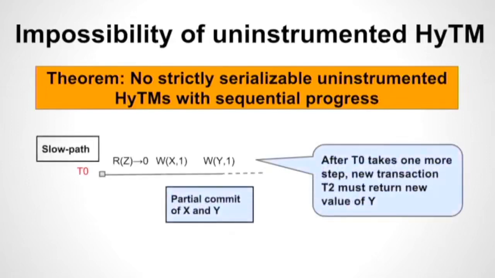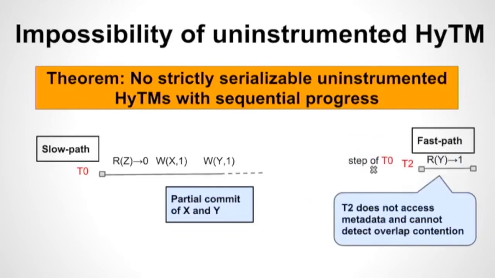So with the same example, now imagine you first read a data item Z, you return the initial value, and then you're trying to write to X and Y, right? You bring it to this partial commit where X is committed but not yet Y. And now you can force a new fast path transaction which comes later. The timeline goes from left to right here, okay? You need to envision it from left to right, time flowing that way.